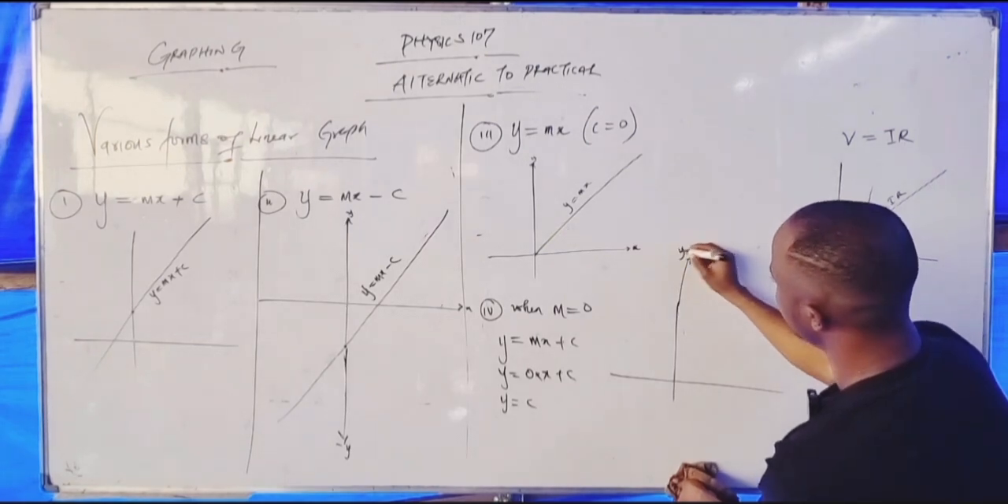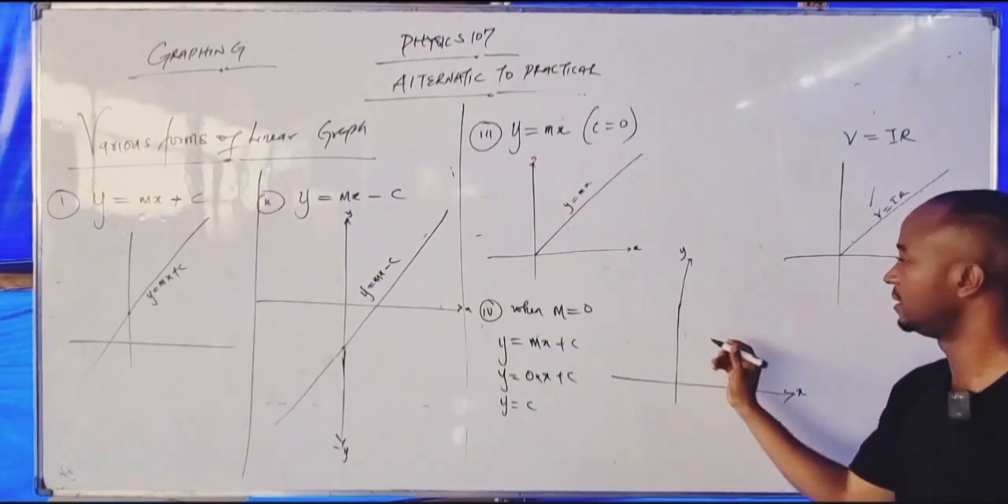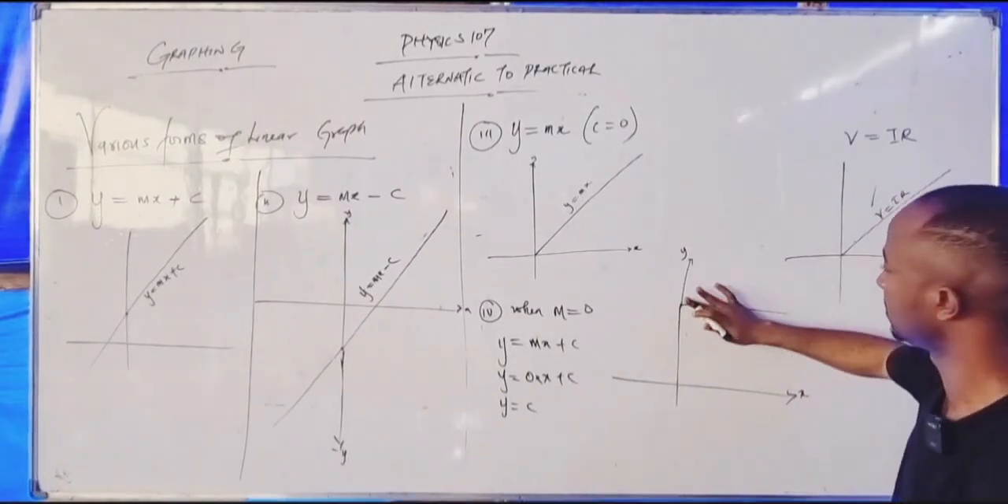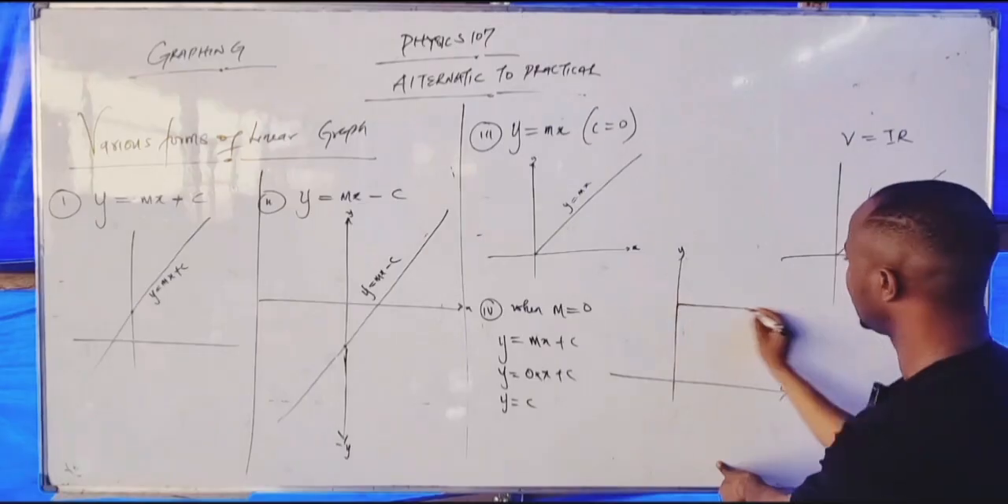This is the Y axis. This is the X axis. This graph is just straight. Are you seeing it? The graph is just a straight line graph.